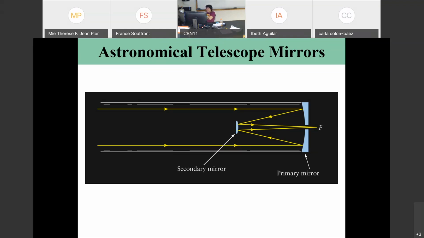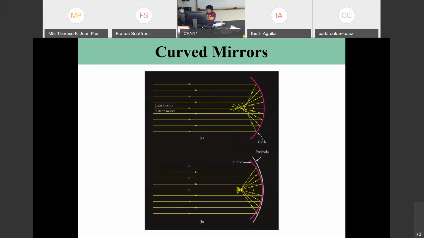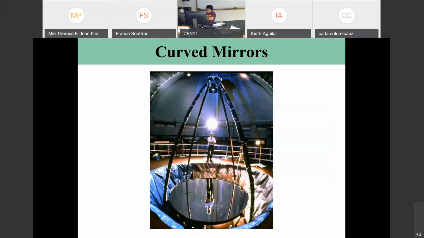Refractor telescopes, however, that we're going to talk about later, are used for objects that are not very far from us because they use lenses. There you go, right? There it is.